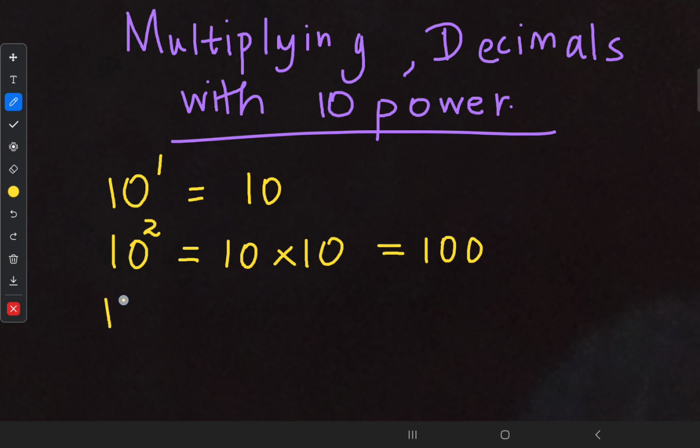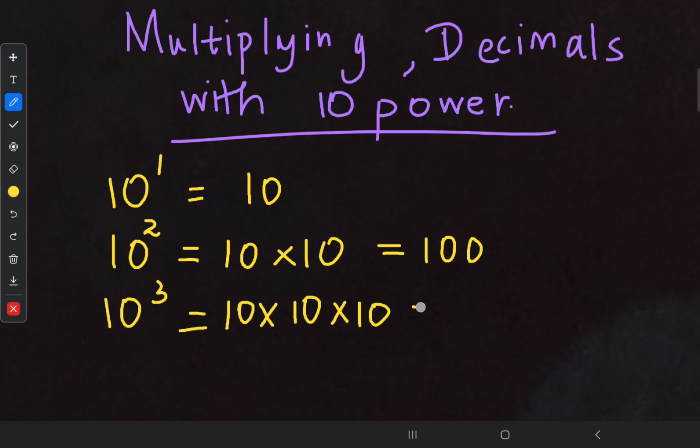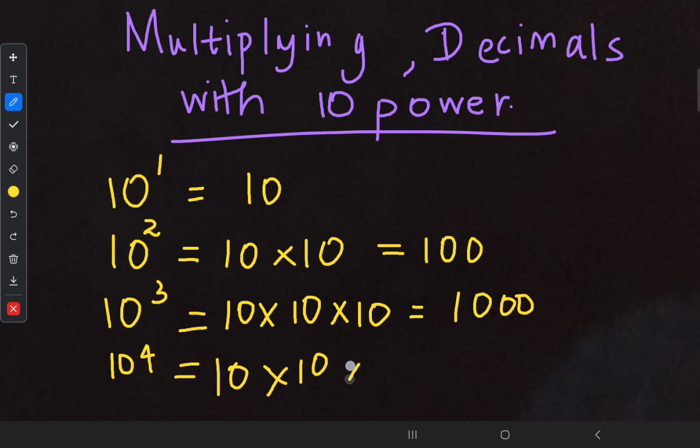Then the third one, 10 to the power of 3. That means 10 into 10 into 10, so that will give you 1000. After that, 10 to the power of 4. That means 10 should be multiplied 4 times, 10 into 10 into 10 into 10. So that will be 10,000.